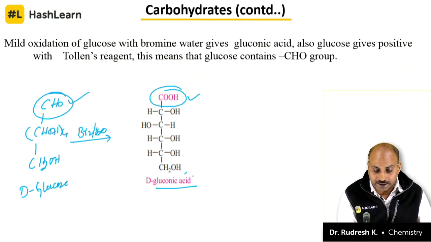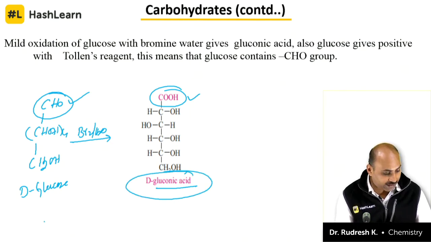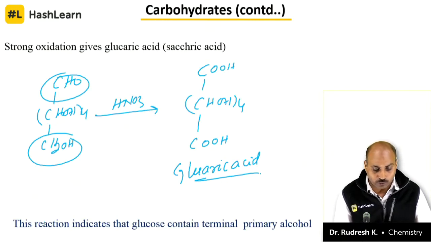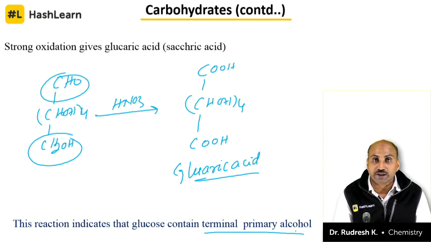When it comes to the strong oxidizing agent, you can see that a mild oxidizing agent will give you gluconic acid, and when it is treated with a strong oxidizing agent it will give you glucaric acid. This indicates the glucose contains a terminal primary alcohol group. So that is very, very important.